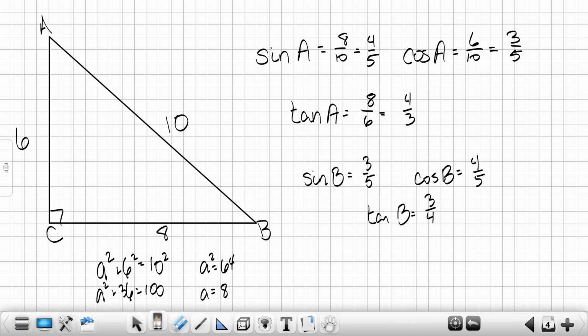They just swapped. Sine of B was 3/5. Cosine of A was 3/5, right? Cosine of B is 4/5. But tangent had nothing to swap with. So what happened to tangent? Oh my gosh, it's the reciprocal. It is the reciprocal. Look at all those observations you made. Give yourself a pat on the back.